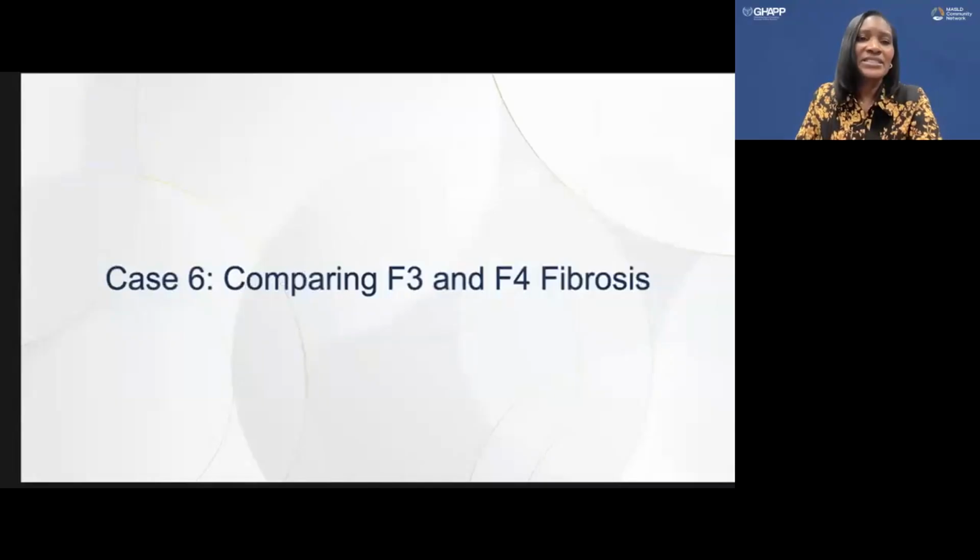Our topic this evening is comparing F3 and F4 fibrosis. So today I'll be comparing F3 and F4 fibrosis and reviewing.